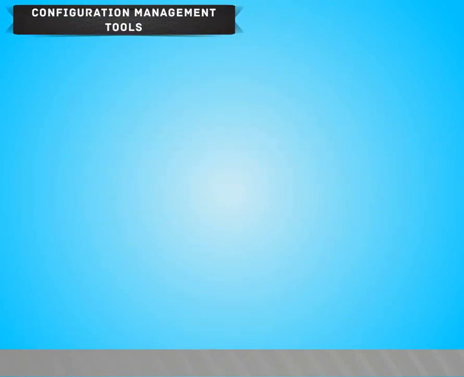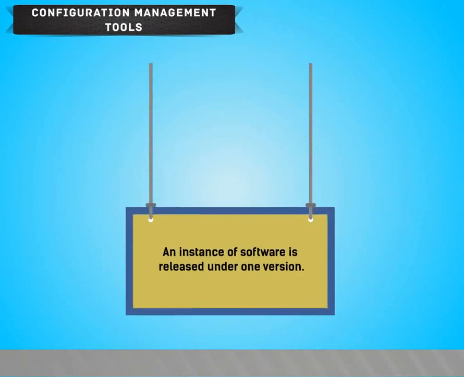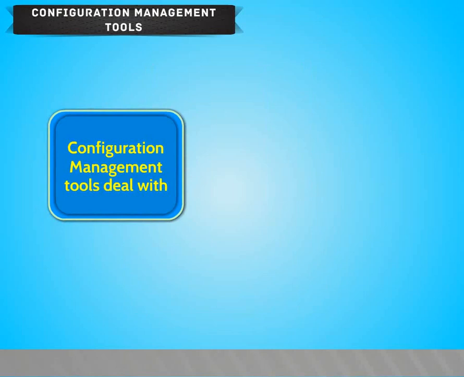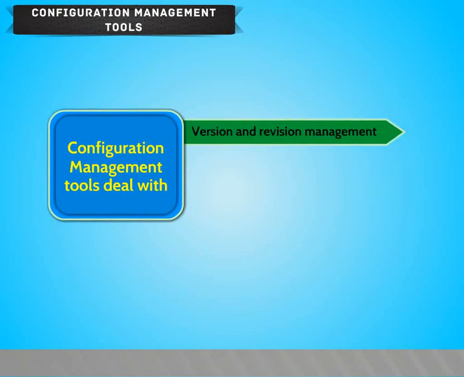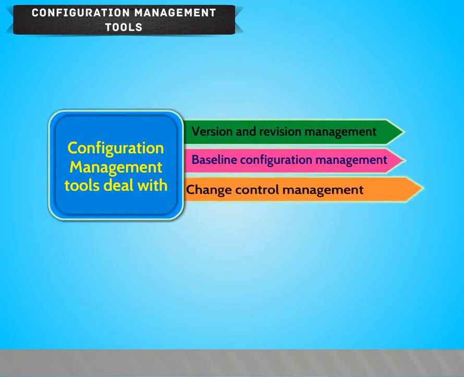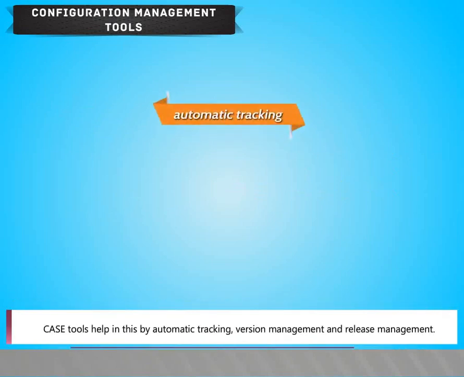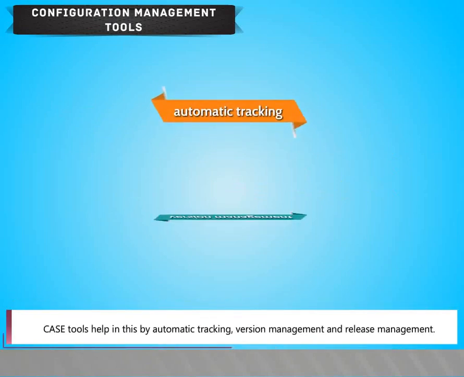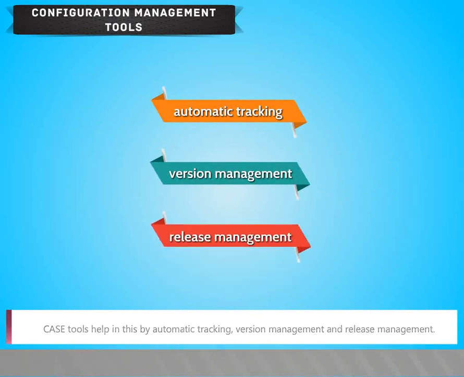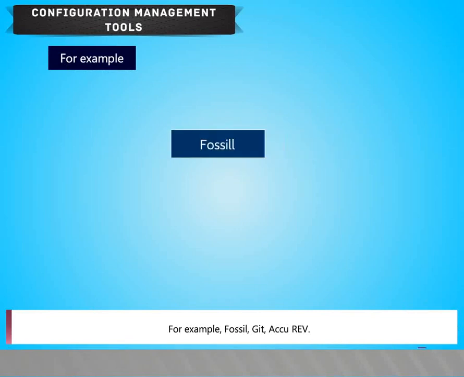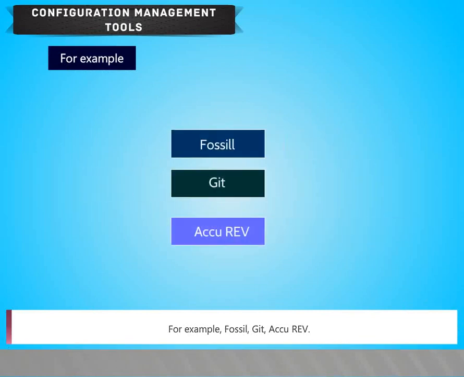Configuration management tools. An instance of software is released under one version. Configuration management tools deal with version and revision management, baseline configuration management, and change control management. CASE tools help in this by automatic tracking, version management, and release management. For example, Fossil, Git, Accu, REB.